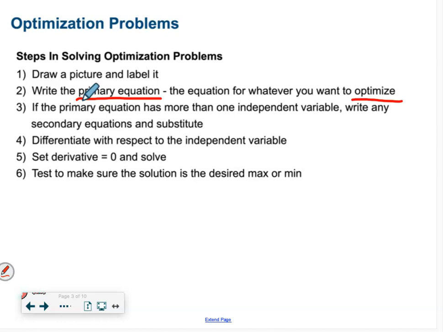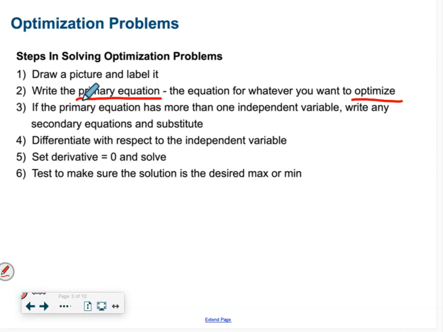Once you've got that, then you look at it and you say, how many input variables do I have? If I have more than one, I got to get rid of them. Because related rates, you can have 50 input variables. It doesn't matter. As long as you have all the rates, you're just fine. Optimization is different. We're not differentiating with respect to time. We're differentiating with respect to our input variable. So because of that, you can only have one because you are in single variable calculus, right?